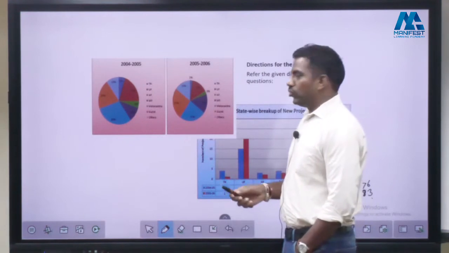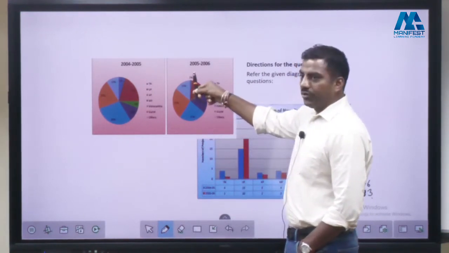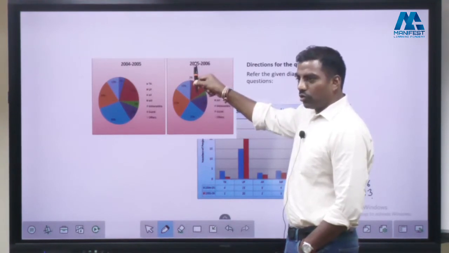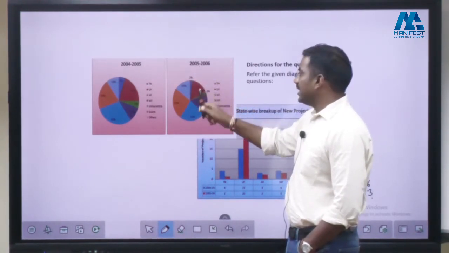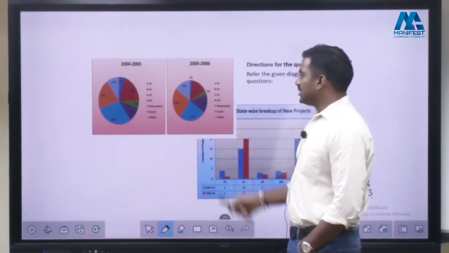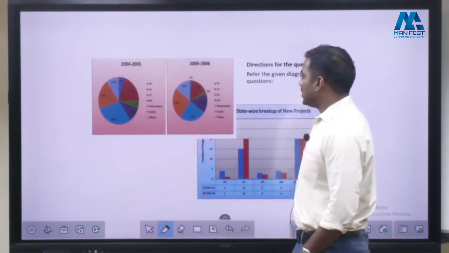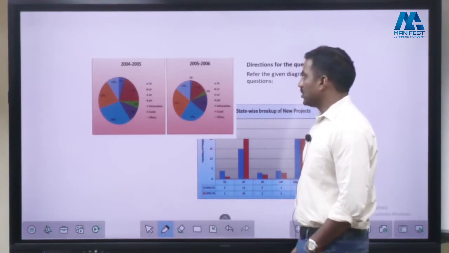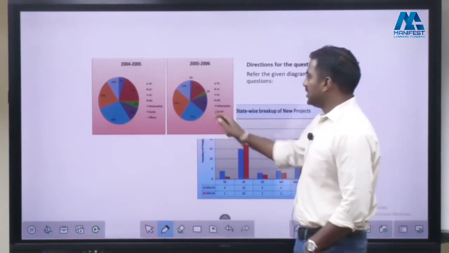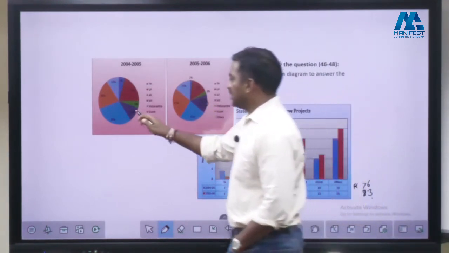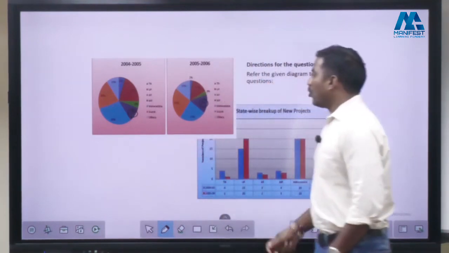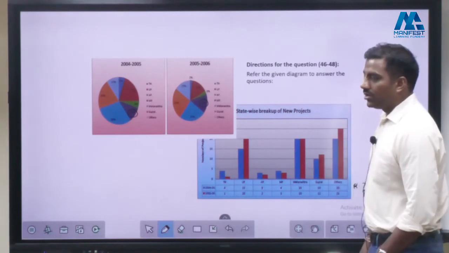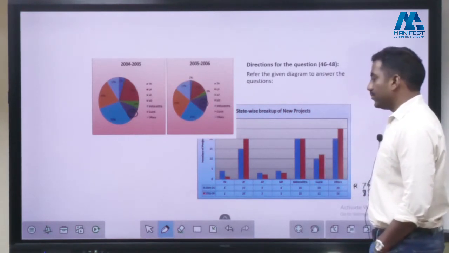In such cases, what you have to do here is from 12 o'clock position you have to come. First is TN, second is UP, third is AP, fourth is MP, fifth is Maharashtra, sixth is Gujarat, and last one is others. Okay, MP is at fourth. So this is MP, and here this is MP. Outlay in this thing is increased by how much? 20%, right?